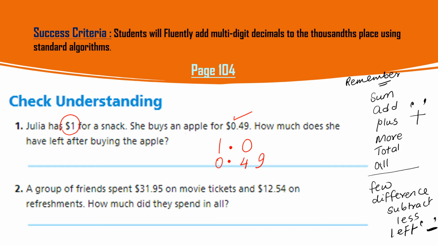Now the question is, do I need to add them or subtract them? So for that, read it. How much does she have left? Now what does left mean? Look here. Left means what? Minus. It means you will subtract these two numbers from each other. Okay. On the empty places we put the 0.